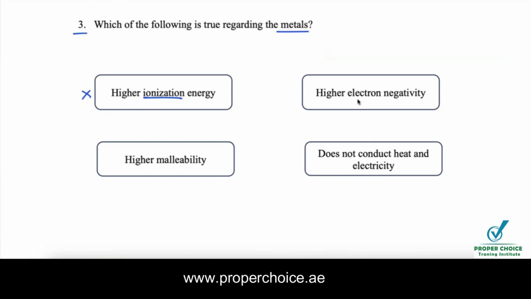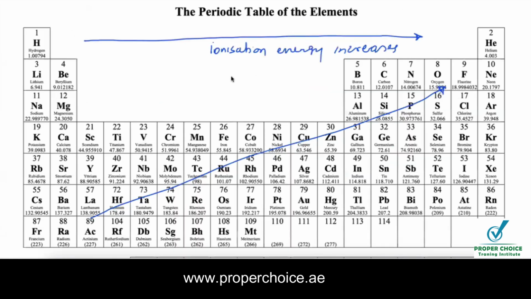The next one is metals have higher electronegativity. Now, what do you mean by electronegativity? Electronegativity is again a property of an atom. When two or more atoms combine to make a compound, how strongly one atom can pull the electrons of the other while making a bond. That is called electronegativity. Like ionization energy, electronegativity increases in the same order. Whatever I am saying about ionization energy is equally true for electronegativity as well.